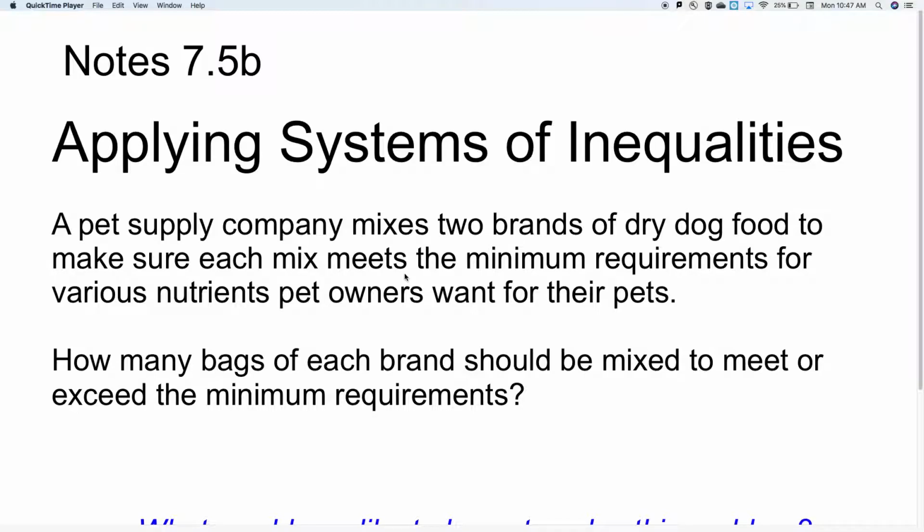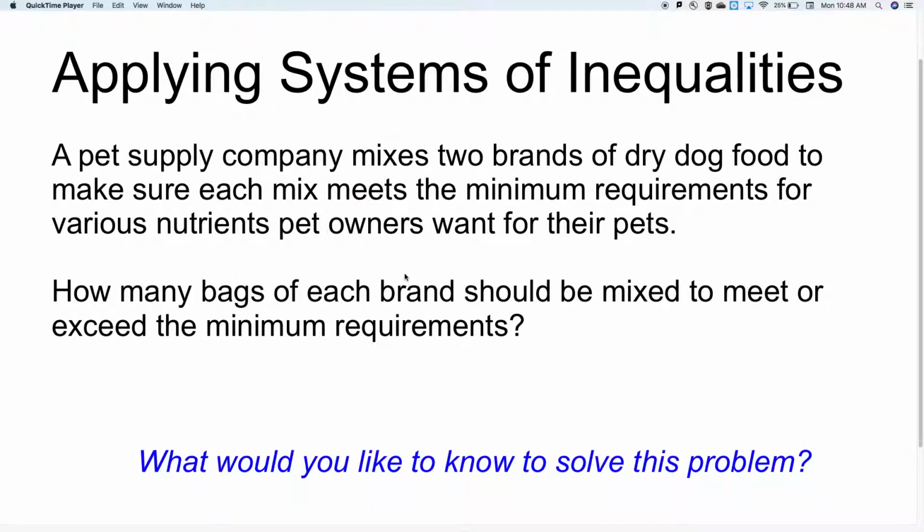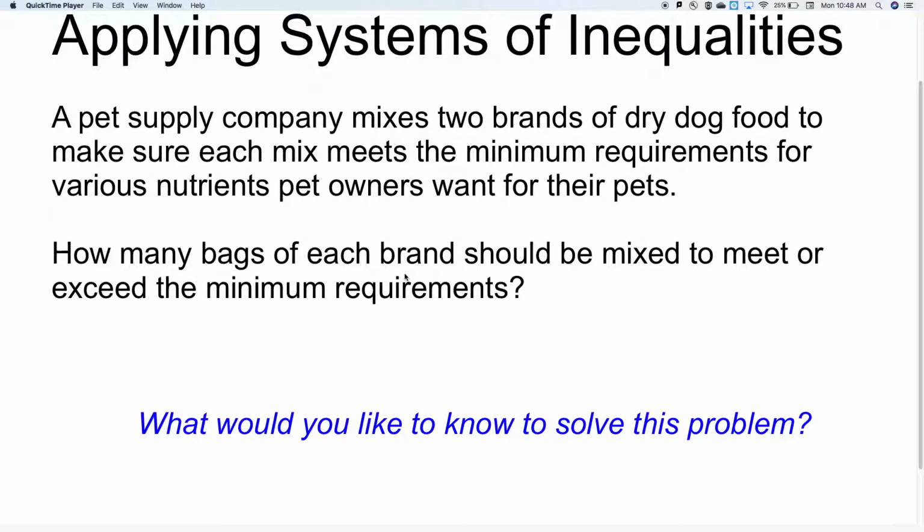So what I want you to do is read through this once, read through it twice, okay? And as you're reading through it, think about what would you like to know so that you could solve the system. So this should be on your own, quietly in your head. You'll discuss in a moment. But read through it a few times and be thinking about what are the things you need to know to be able to answer the question that's being asked. So I'll give you some time.